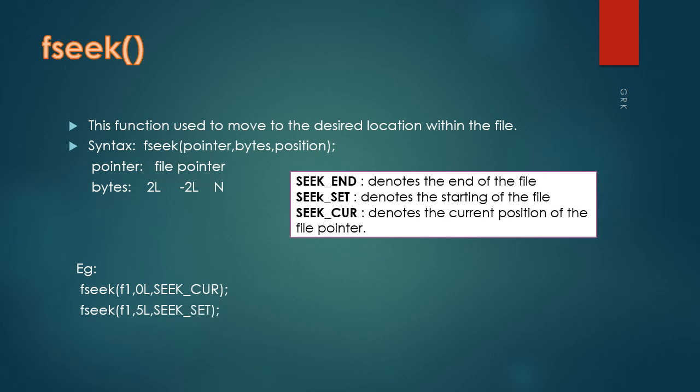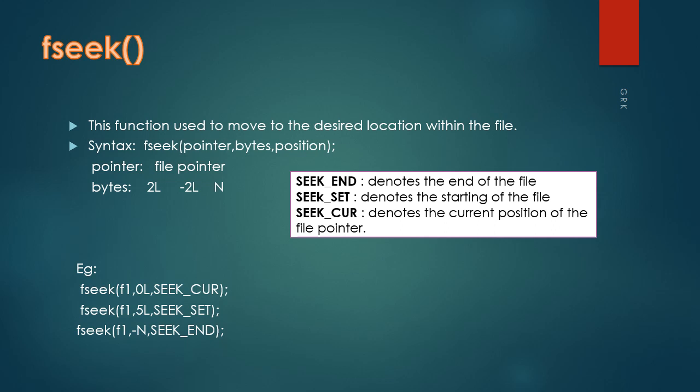Second example: f1 pointer and 5L from SEEK_SET. SEEK_SET points to the beginning of the file. From the beginning of the file we are moving 5 bytes forward because 5 is a positive number. That's why we are moving in the forward direction.